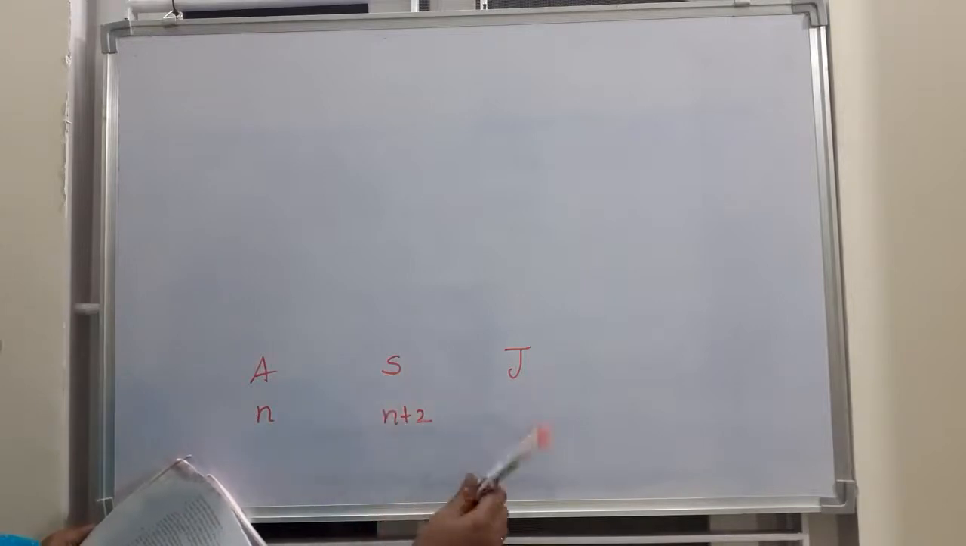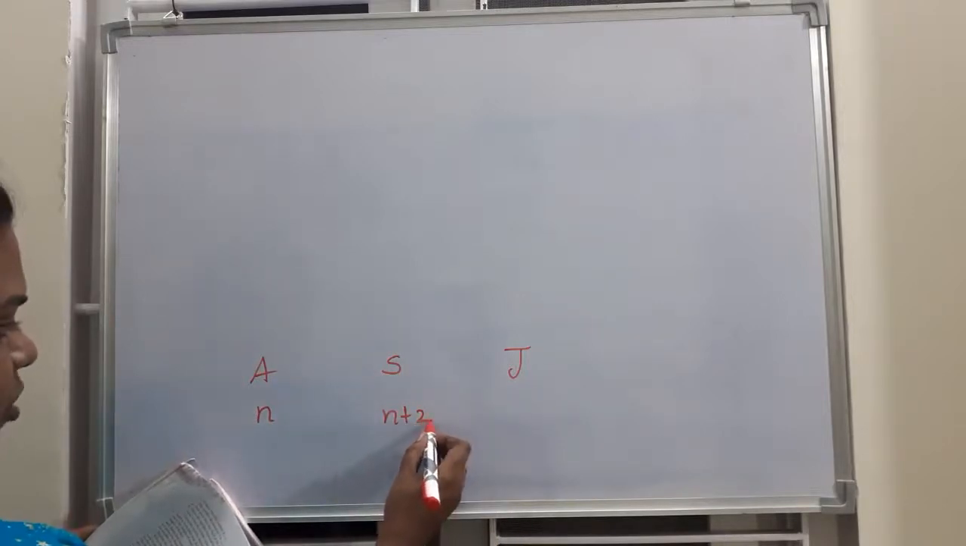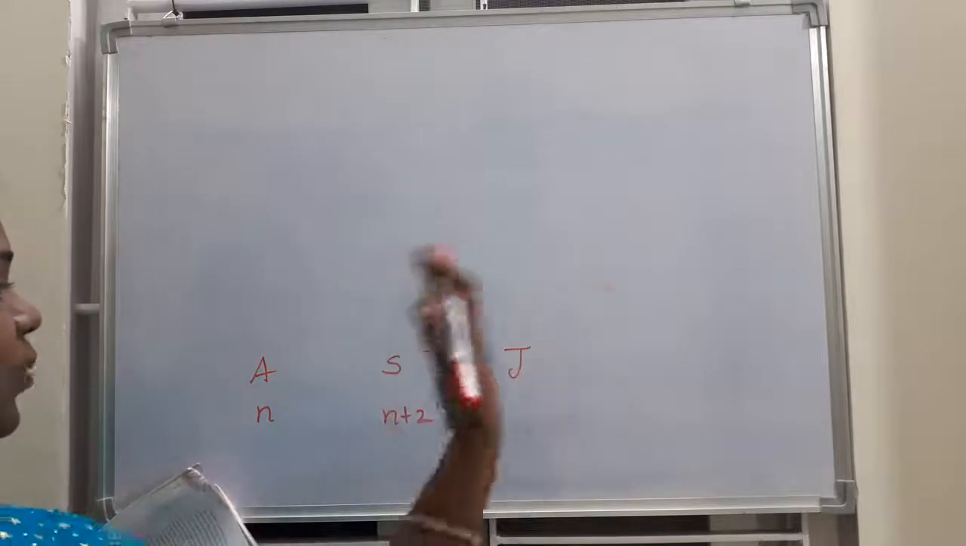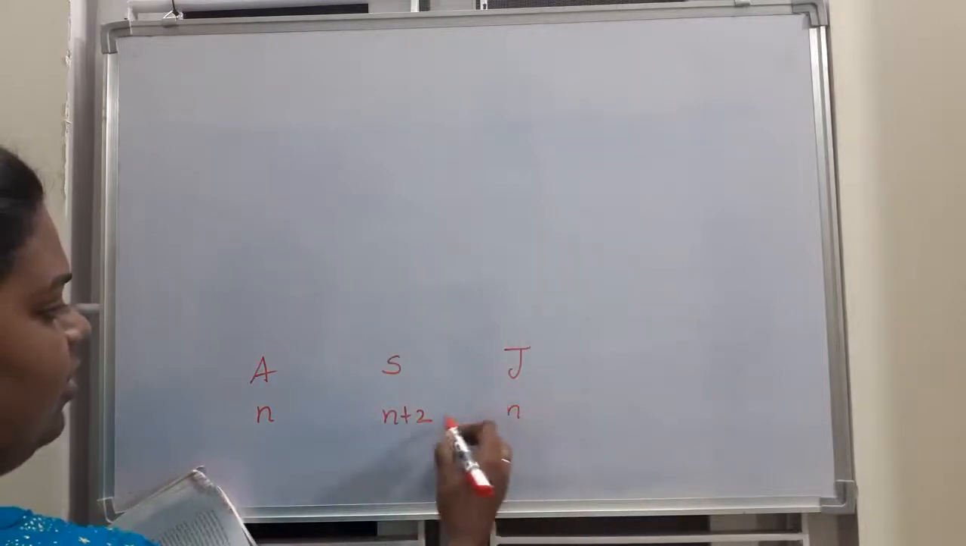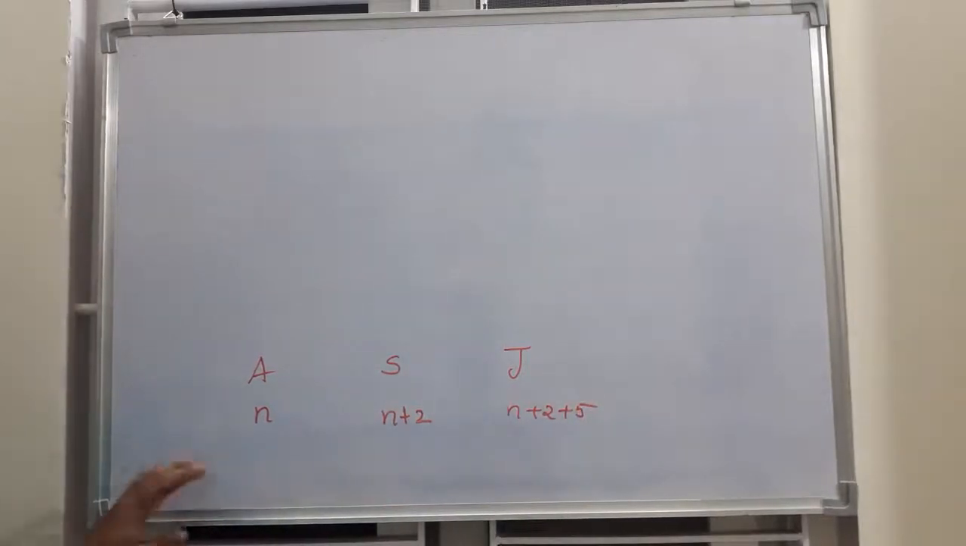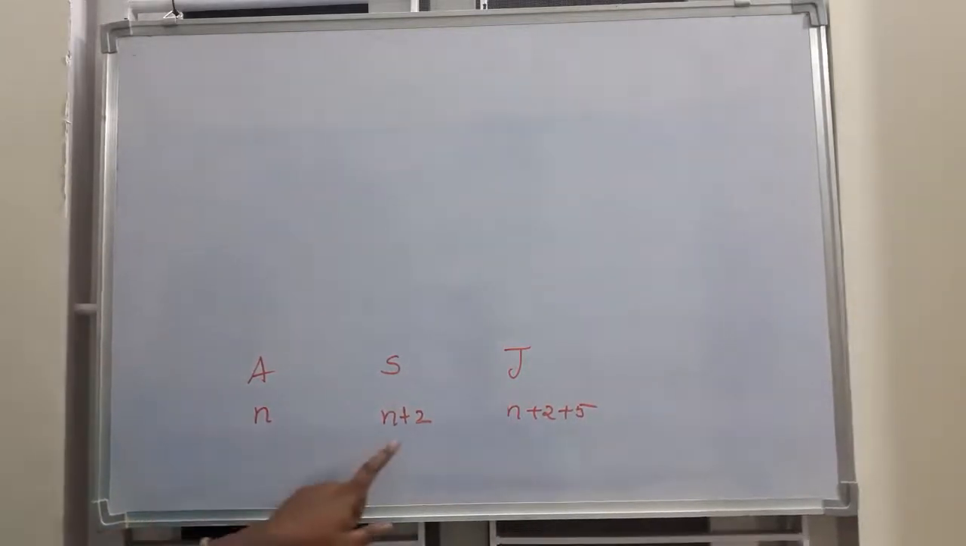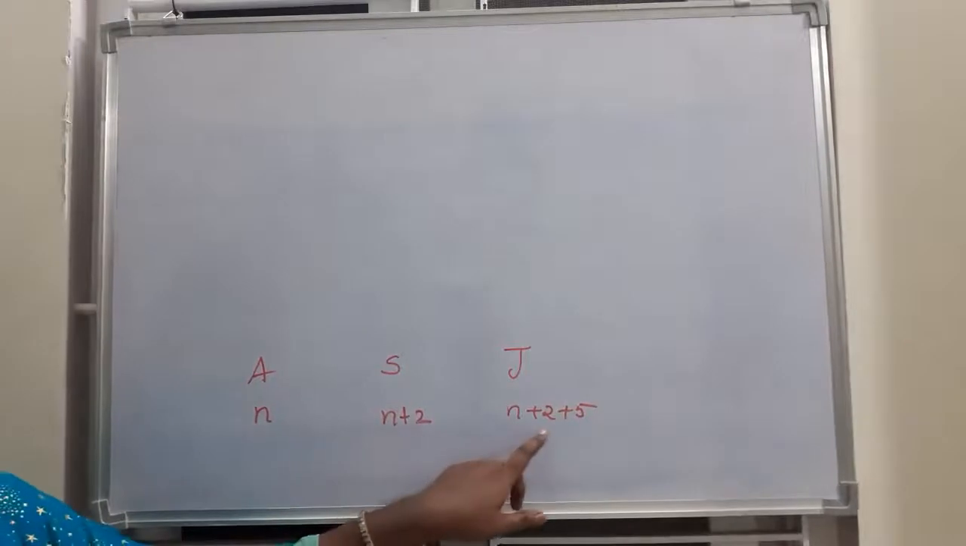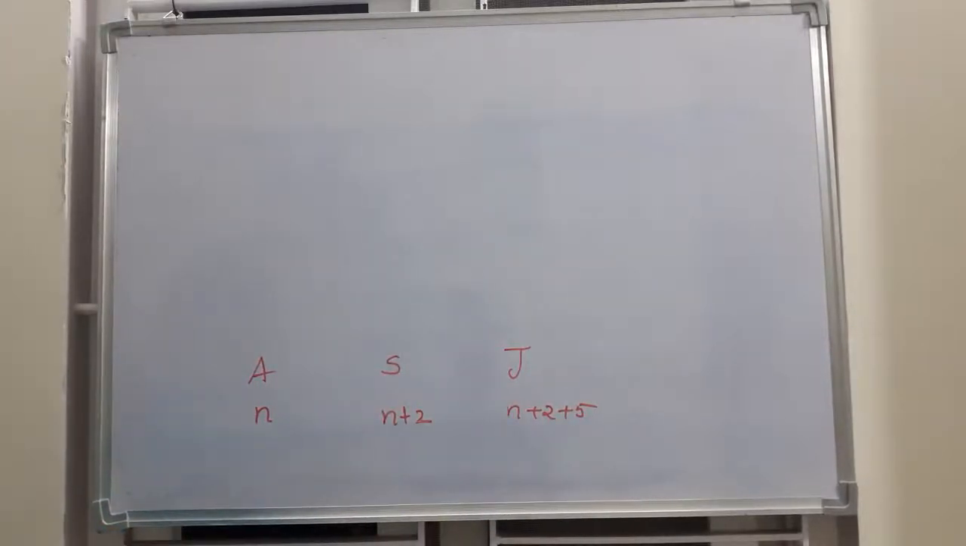Sanju and Jacob. So Sanju is n plus 2. Jacob is 5 questions still more than him. So his number is what? n plus 2 plus 5. So if Anil is in the 5th question, Sanju is in the 7th question and Jacob is in the 12th question. Okay? You understood? I am taking numbers just for example, but you should not write numbers. It should be like this. We have to write this on a statement basis.